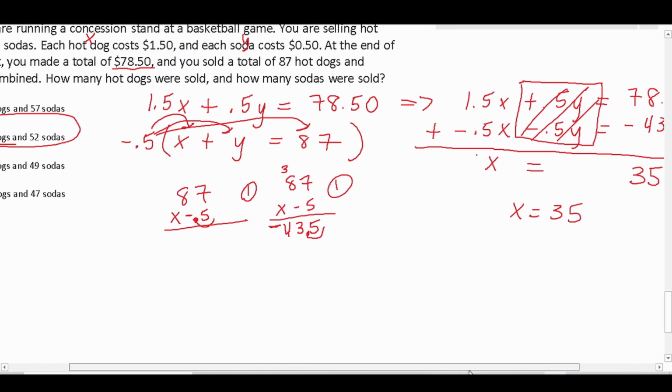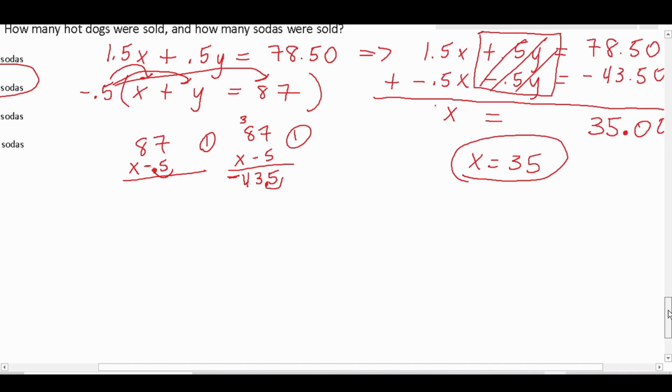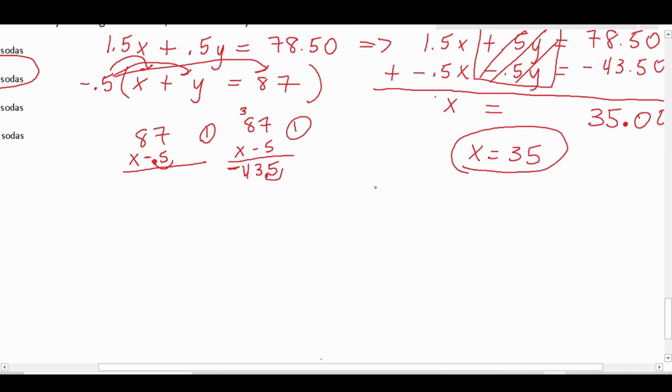That said, you may have to completely solve this system of equations in order to get the second answer. So what you do is you take one of the variables, now that you've solved for it, and you plug it into either of the two original equations. Again, our two original equations are 1.5x plus 0.5y equals 78.50, or x plus y equals 87. x plus y equals 87 seems a little bit easier to work with than the other one, so let's go ahead and do that.